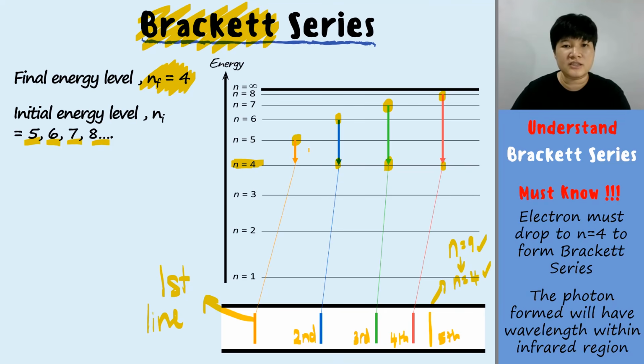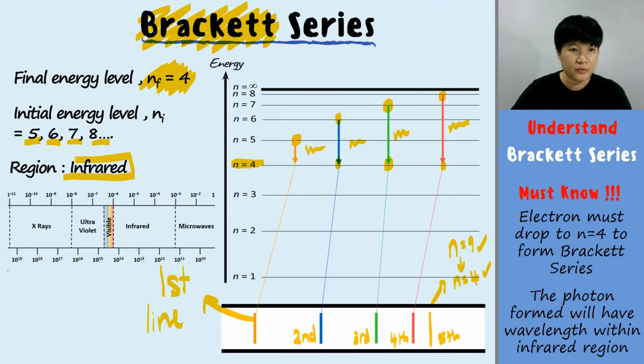So all this transition will again give out a light, and all the light that is produced will drop within the region of infrared also. Okay, so all the light will again drop in the range of infrared over here for the Brackett series. Okay, same as before, infrared means you have no color that we can see with our eyes. All the lines that form in the line spectrum should be just black as it is.